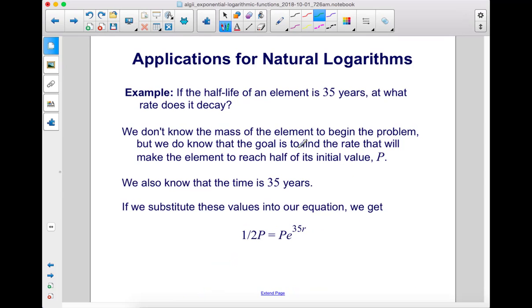We don't know the mass of the element to begin the problem, but we do know that the goal is to find the rate that will make the element reach half of its initial value p. We also know that the time is 35 years. If we substitute these values into our equation, we get 1/2 p, which is the amount remaining after 1 half-life, equals p, the amount we start with, times e to the 35 times r power.